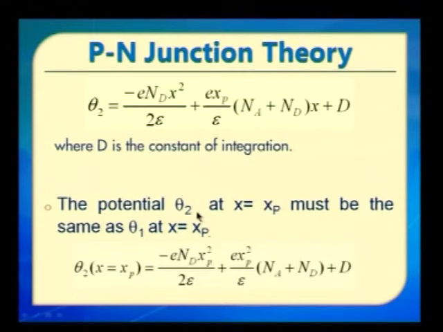The potential theta 2 at x equal to xp must be the same as theta 1 at x equal to xp, and the potential should be continuous at xp. So, theta 2 at x equal to xp will become minus E Nd xp square by 2 epsilon, because I am referring to the point xp, right, plus E into xp square by epsilon into Na plus Nd plus d. Okay. This is what you have as theta 2.